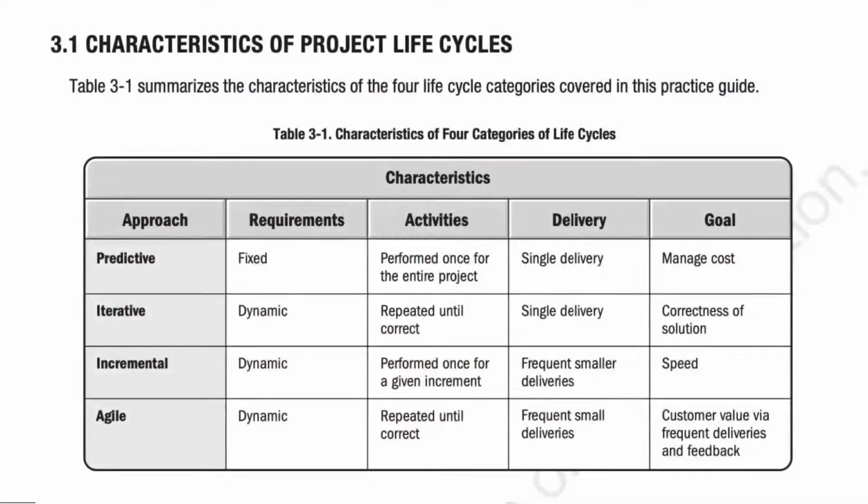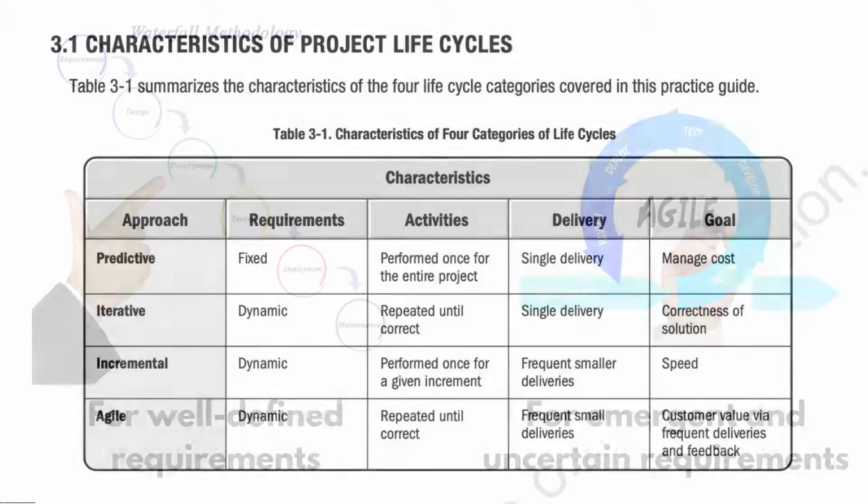So chapter 3 is called Lifecycle Selection. In this chapter, they cover 4 types of project life cycles, which is predictive, agile, iterative, and incremental. And depending on the project needs and the type of the product being built, you might choose either one life cycle or a combination of them.